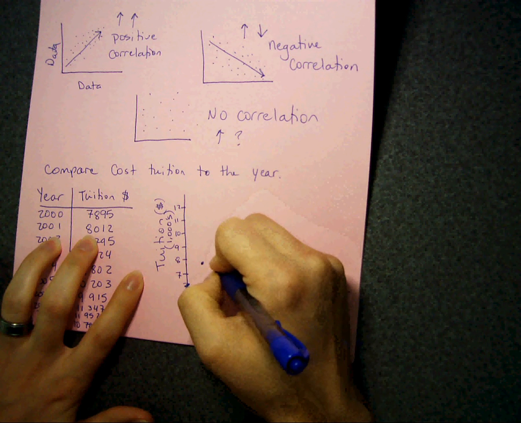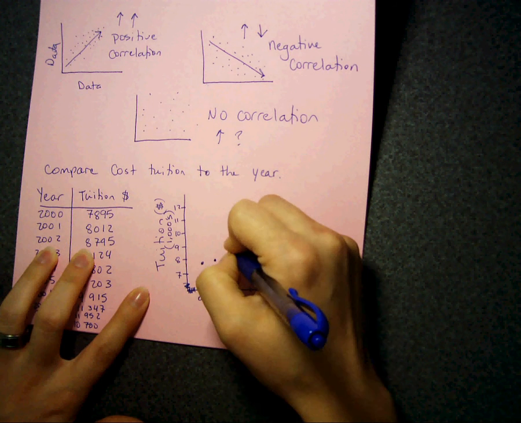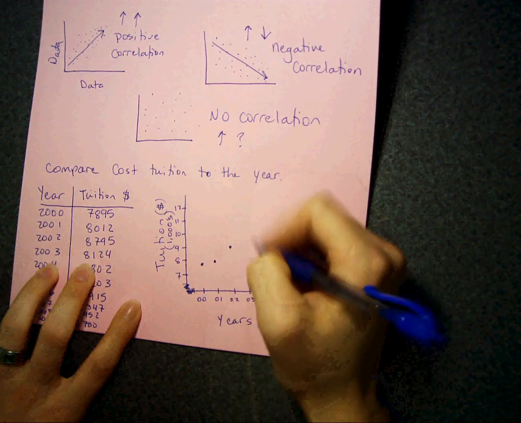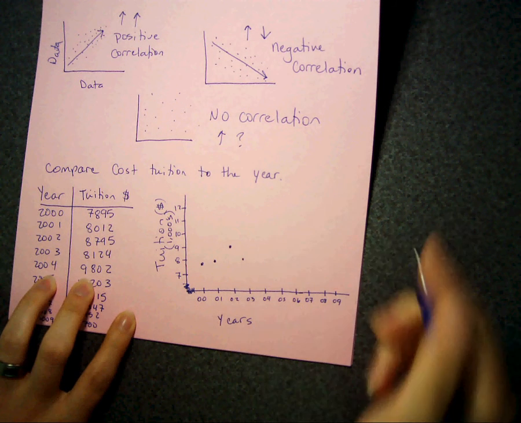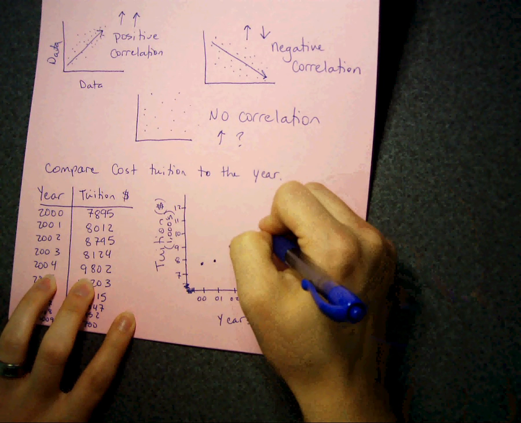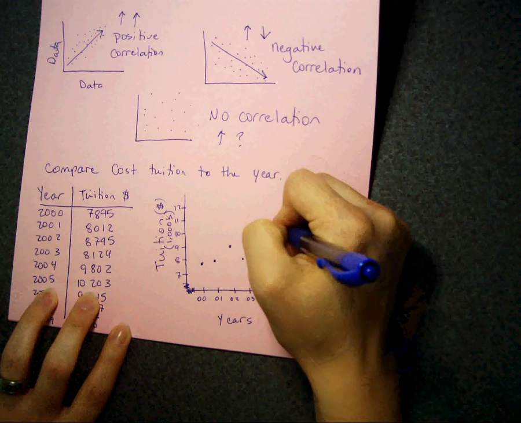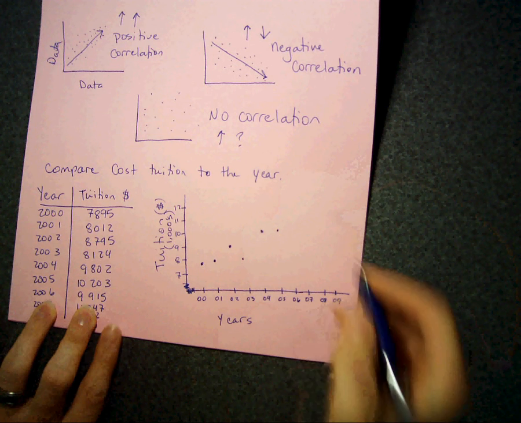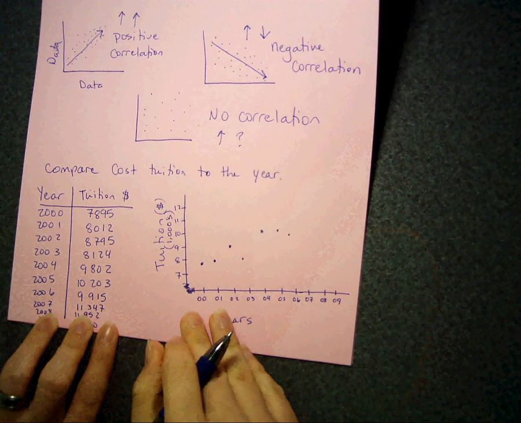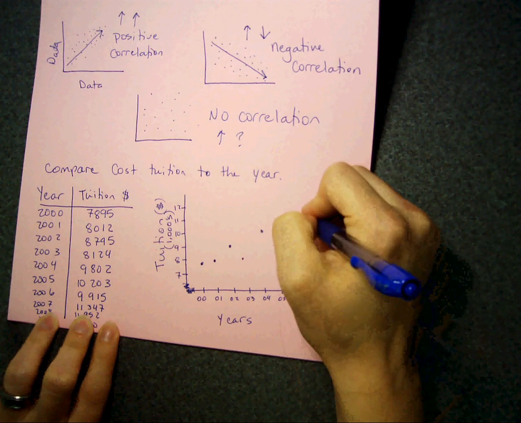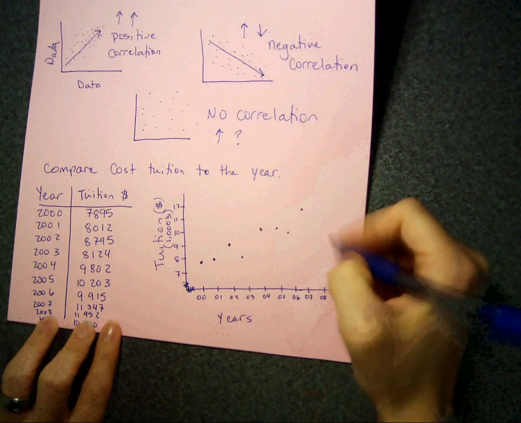2003, I dropped back down a little bit. 2004, I was almost up to 10,000. 2005, about the same. 2006, I dropped just a hair. 2007 got me up to a little over 11,000. 2008 got me almost to 12. And 2009 back down almost to 11, so right here.